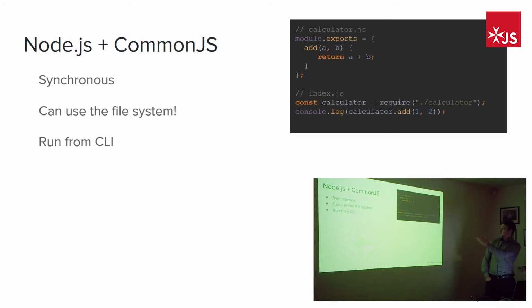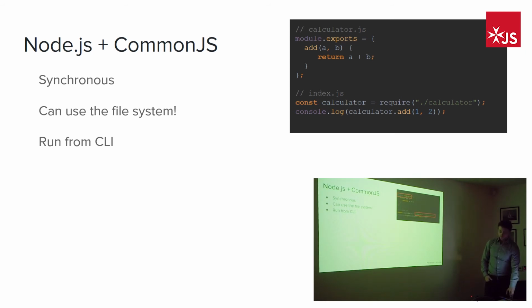And this code can be run from the CLI, so it doesn't require a browser to actually run this code. More importantly, this code won't even run in the browser, because the browser doesn't know what module.exports means, and the browser doesn't know what require does, and doesn't know how to get ./calculator. So this code is not able to run in the browser.